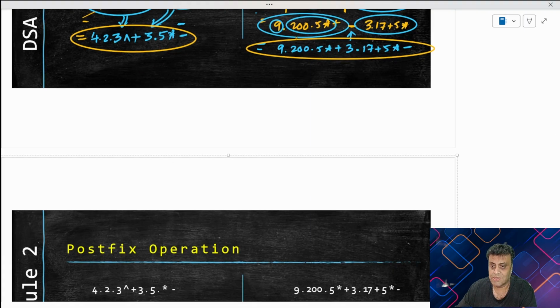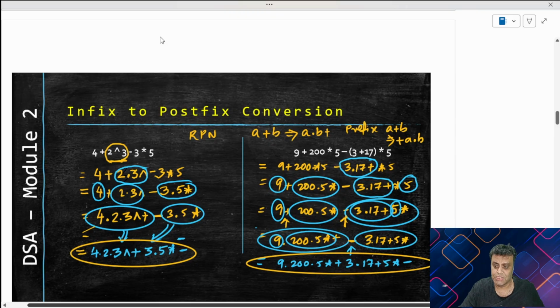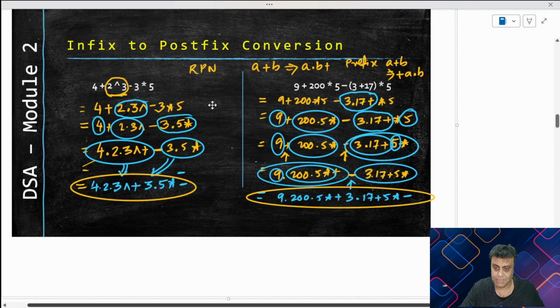Yeah, so just see this, what we achieved versus what I have written down here, right? So 4 2 3, then we have the exponent sign, then we have a plus, then we have a 3 5, and then we have a star, and then we have a minus. So this expression is correctly written here, and we are now checking this expression, which is 9.200 into 5 or dot 5 star plus 3.17 plus 5 star minus. So what we have achieved out here is the correct postfix expression of that infix expression.